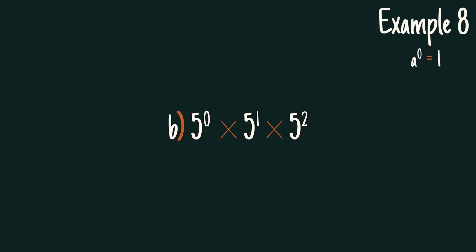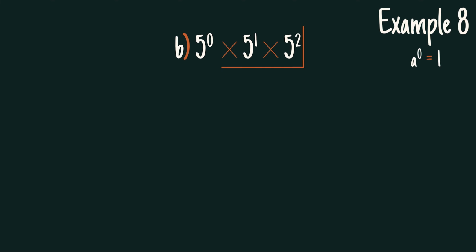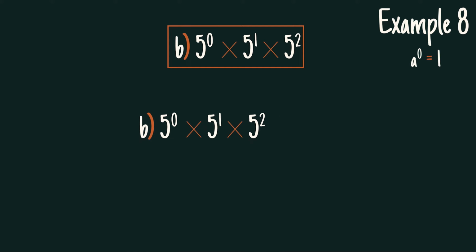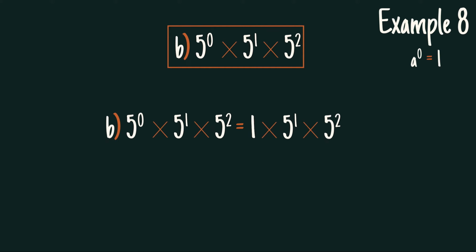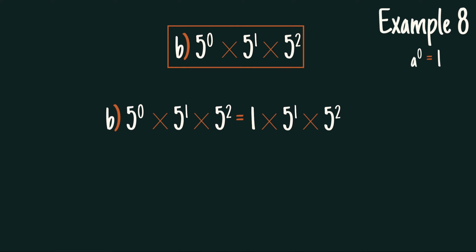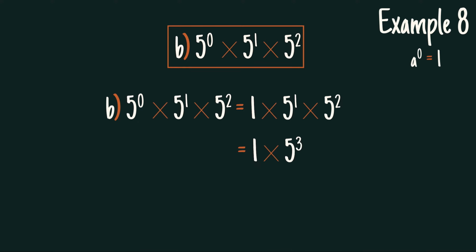In example 8b, 5 to the power of 0 is 1. So the expression can be simplified to 1 times 5 to the power of 1 times 5 to the power of 2. And 5 to the power of 1 times 5 to the power of 2 can be simplified using the first law to get 5 to the power of 3. That will give you the answer of 125.